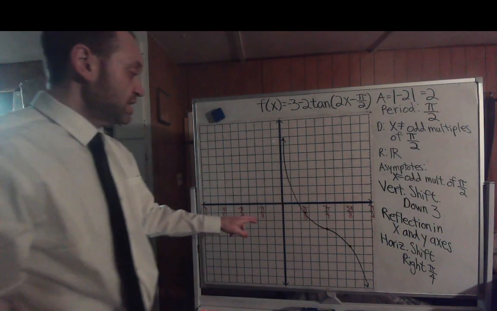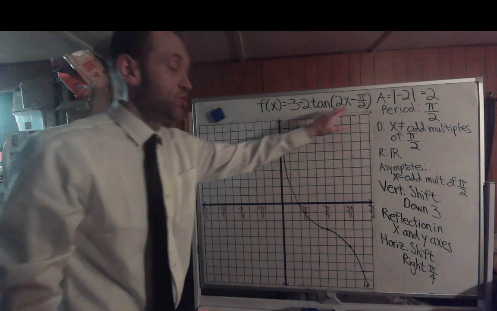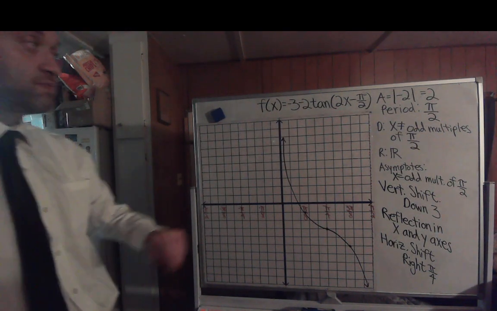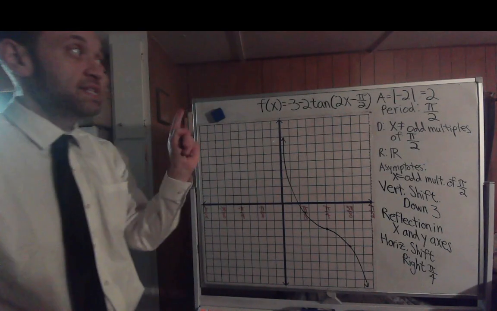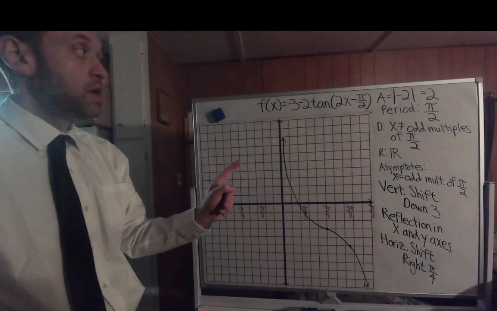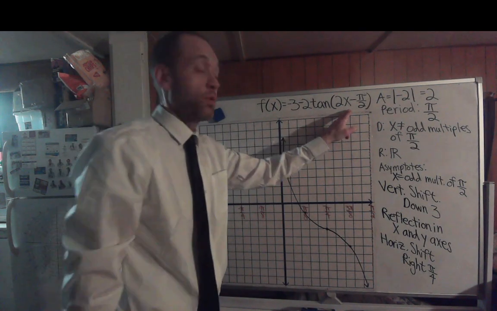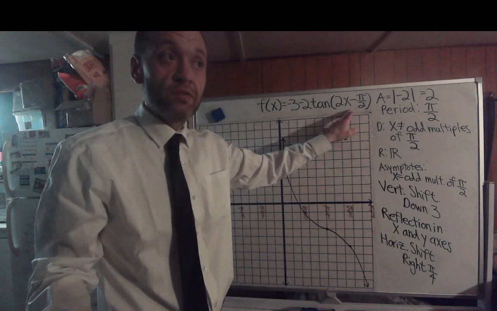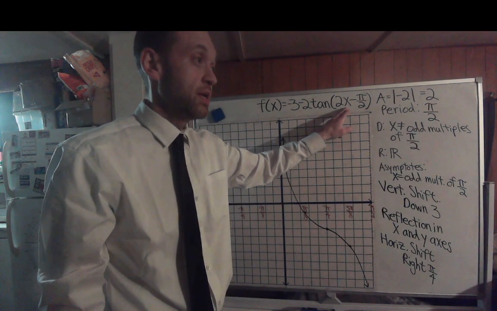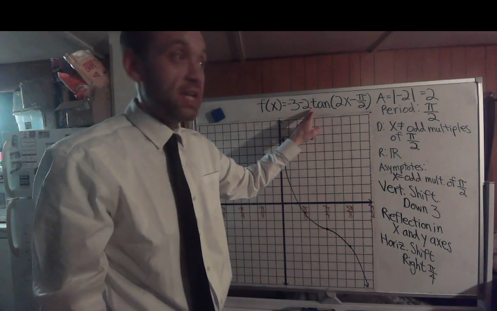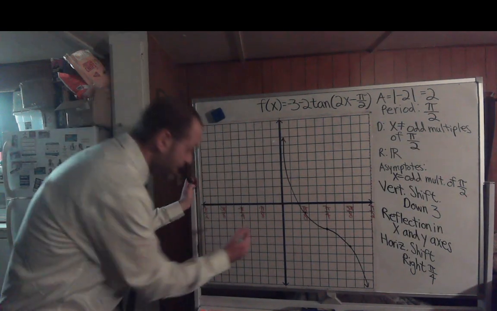So let's put in negative pi over 8. You'll end up getting the tangent of, so 2 times negative pi over 8 is negative pi over 4, minus pi over 2 is negative 3 pi over 4. Well, the tangent of negative 3 pi over 4 is normally positive 1, times negative 2 is negative 2 minus 3 is actually negative 5.